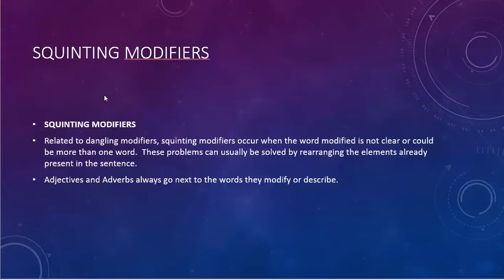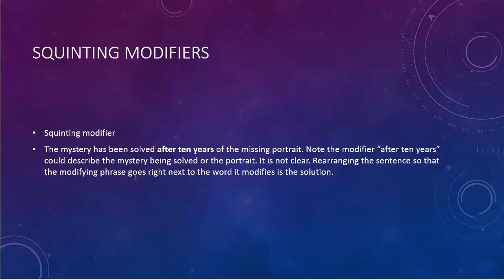A squinting modifier is related to a dangling modifier. That is, it's a modifier that's out of place. What is a modifier? An adjective or adverb in English goes right next to the word that it describes or modifies. They must always go next to the word. And if we don't put the modifier, the word or phrase, next to the word that it modifies, what happens is we get a weird sentence in English.